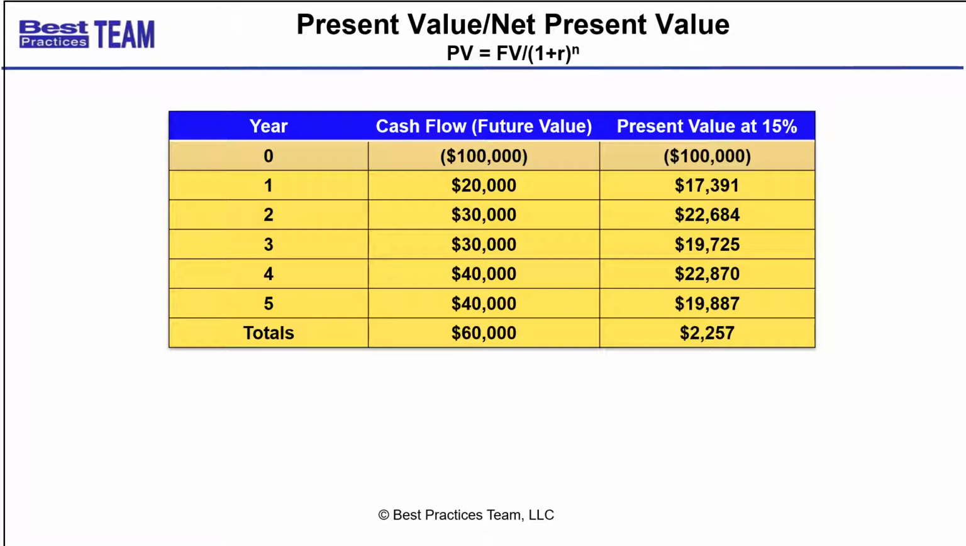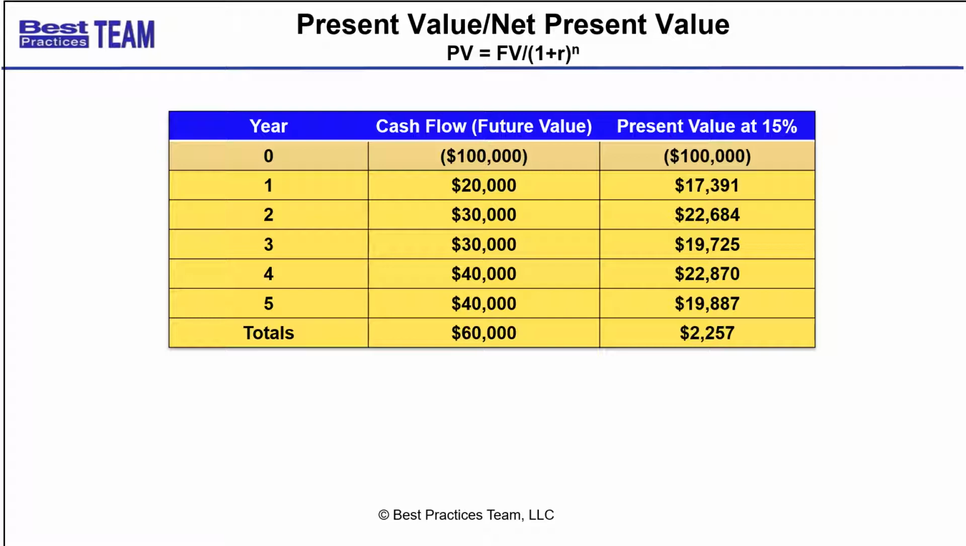The middle column is our future value cash flows. And now for each of those future value cash flows, we're computing the present value. So we just pumped negative $100,000 through our equation up above. So we've got negative 100,000 divided by 1.15 to the 0th. So 1.15 to the 0th is 1. Anything to the 0 power is 1. So we've got negative 100,000 divided by 1. So the present value in year 0 is also negative 100,000.